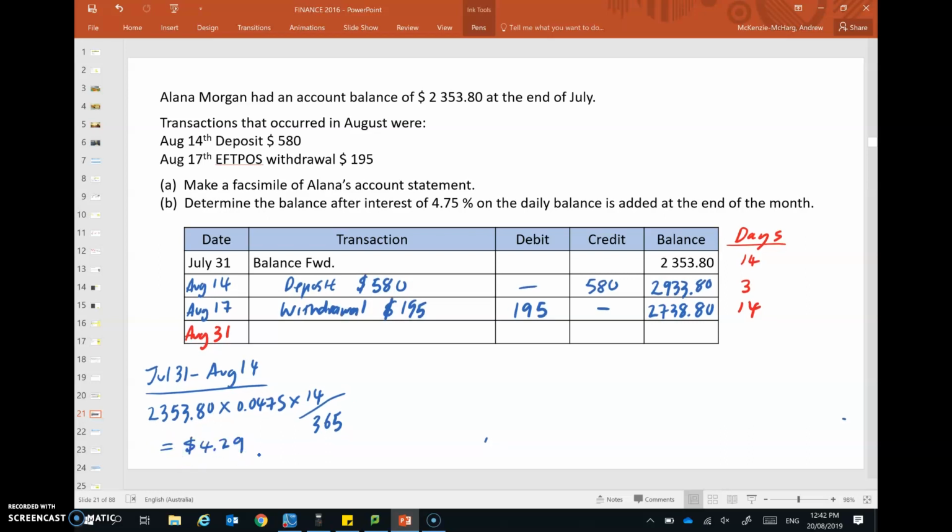Okay, so the next thing, and you might want to pause the video and do this now, is to work out the interest for August 14th to August 17th. So that's this second balance. And then finally from August 17th to the 31st, this final balance down here. So there's 2 more calculations to do and add on. So pause the video and try those, then I'll do it.